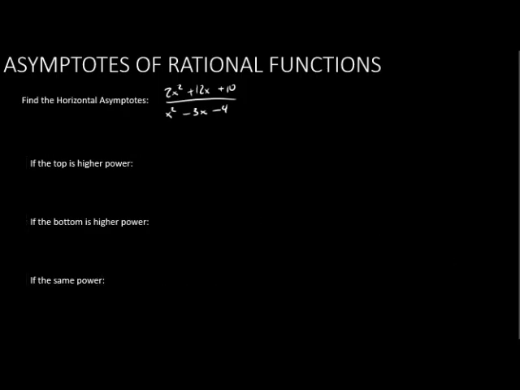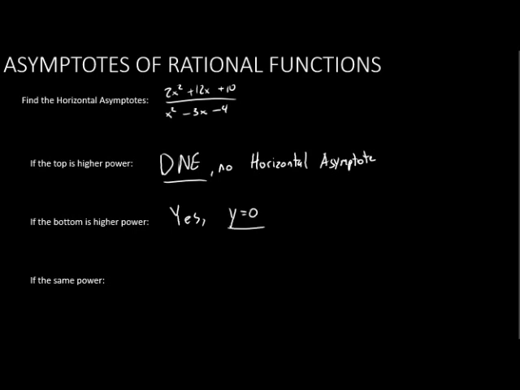If the top has a larger power than the bottom, we will have no horizontal asymptote at all, and we will say DNE. If the bottom has a higher power than the top power, we will immediately say that our horizontal asymptote is y equals 0. However, if we have the same power on the top and the bottom, we will divide the highest power terms. Some instructors may tell you instead to divide the leading coefficients. This is also fine.